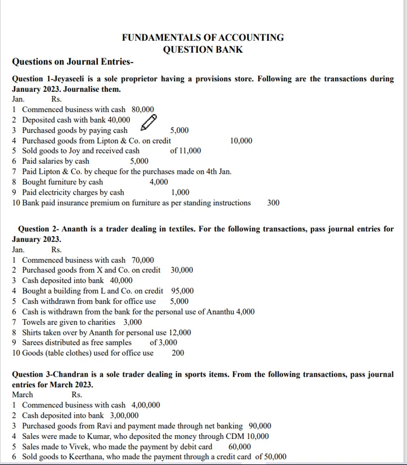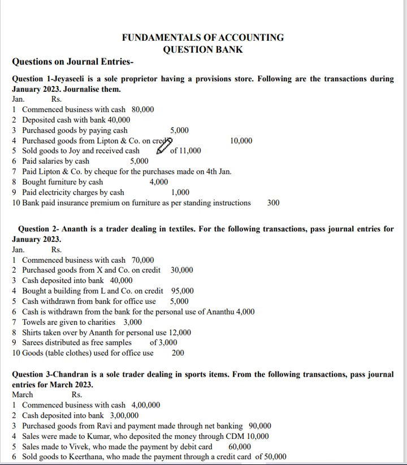Next, purchase goods by paying cash. Here business goods are being purchased. When purchases take place, it's an expense item. We are spending the money to buy the goods. So cash in hand is reducing, expenses are increasing. The two accounts being hit are the purchase account and the cash account. Purchases are increasing and your cash is reducing.